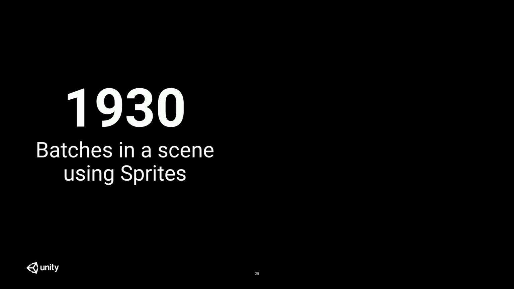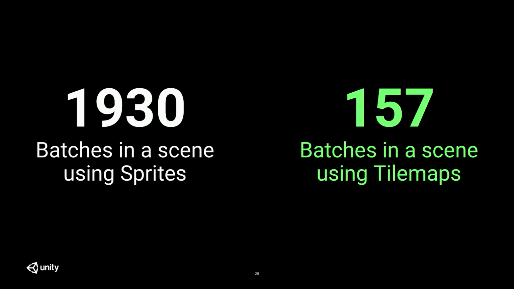So in terms of batches, that scene that I recreated using lots of sprites had 1,930 batches. For those of you who are familiar with performance in games, you will be able to see from this number that this was barely running on a mobile phone. So the original game using Tilemaps was 157 batches. And again, this scene was a realistic scene which had lots of lighting and decoration and UI.